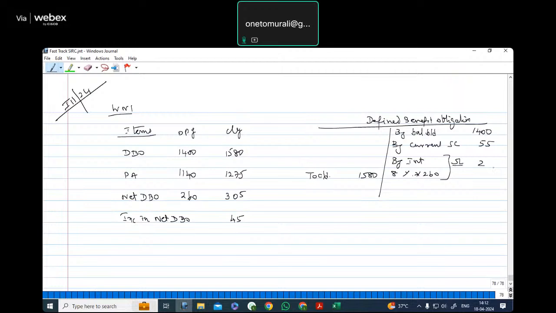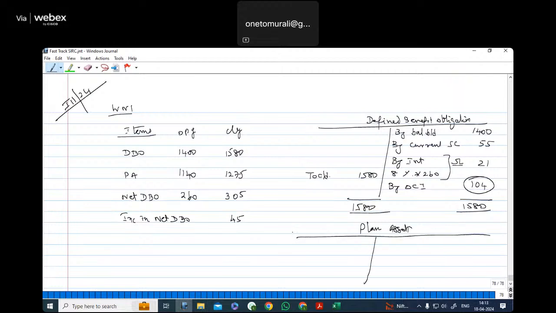Is approximated to 21. Right. So the difference shall be taken up as other comprehensive income, 1580 and 1580. That comes to 104, balancing figure. Then comes plan assets.